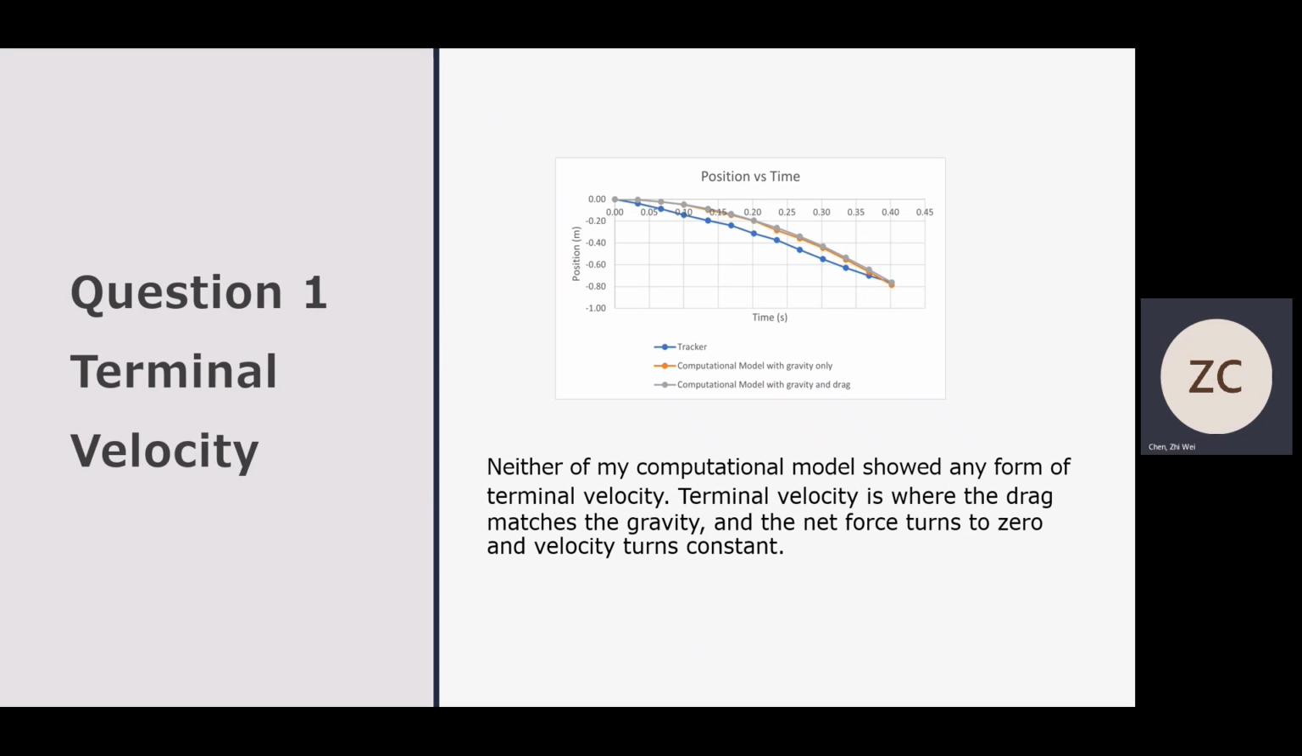So one of the extra questions for this lab was terminal velocity. Neither of my computational models showed any sign of terminal velocity. Terminal velocity is where the drag matches with the gravity, and therefore creating a net force of 0. And none of my computational models have that.